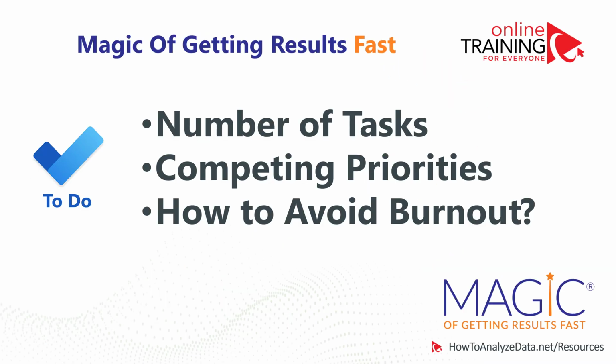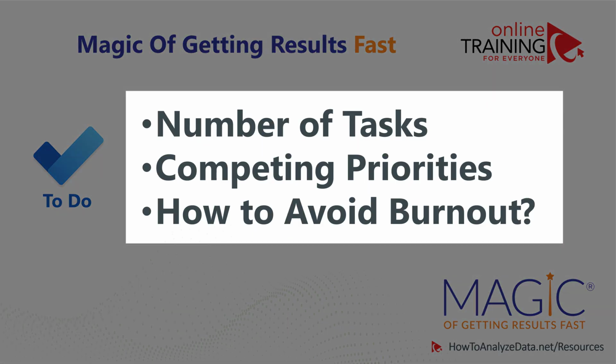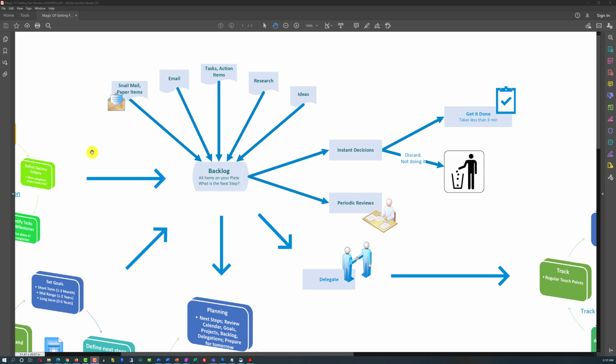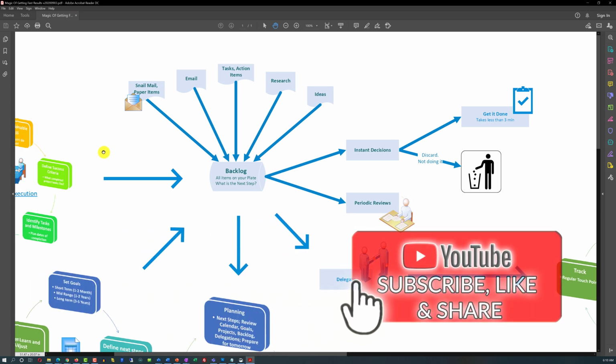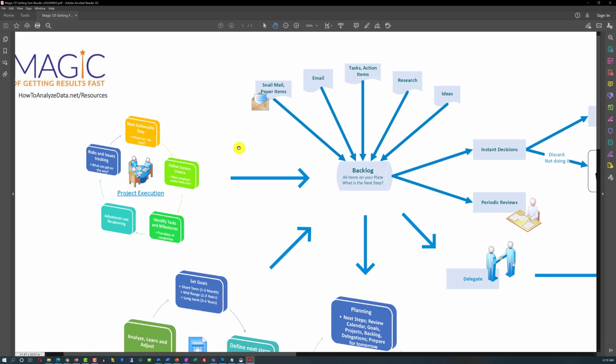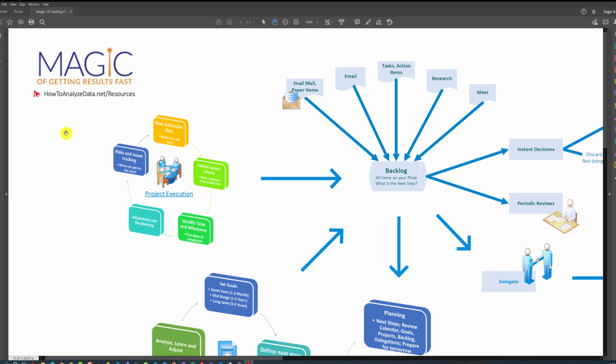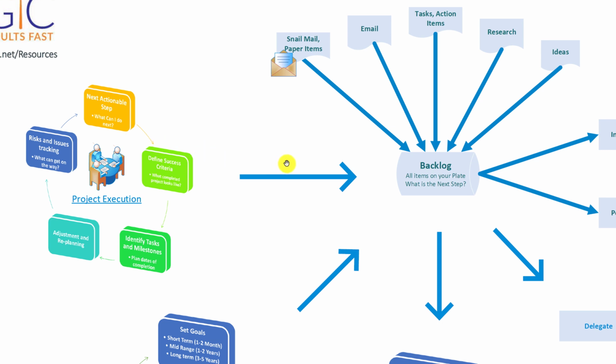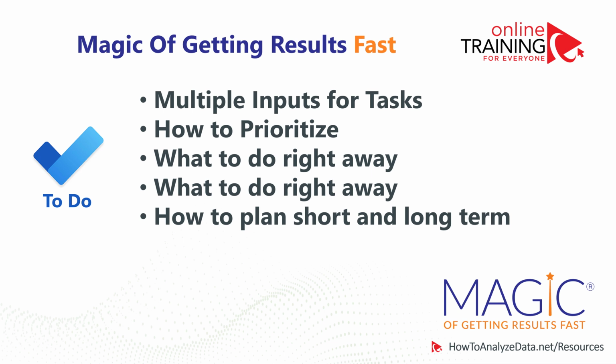With so many different tasks competing for your attention, how can you avoid burnout and get things done? One of the ways we found useful is the combination of technology and using proven methodology. We developed our own methodology, and we call it Magic of Getting Results Fast. And this is, in fact, what I'm showing to you on the screen right now. It accounts for multiple different inputs for tasks, and in combination with Microsoft's ToDo, will allow you to get things done fast. This methodology helps you solve multiple challenges.